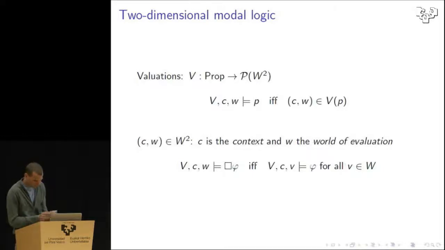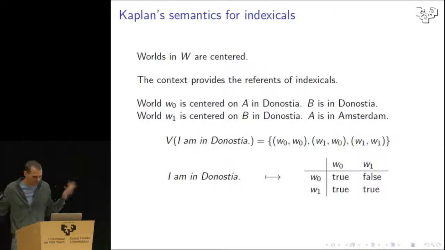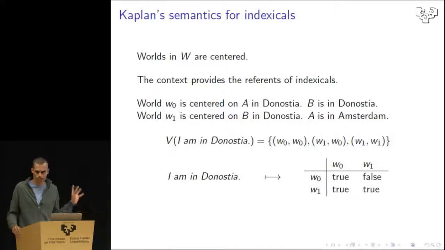Now the difference between the different versions of this two-dimensional semantics is a difference in what the purpose of this context world, the first component in these pairs, is. The first interpretation, the one that is the basis for all later interpretations, is the one by Kaplan, which is to use this two-dimensional framework as a formal semantics for indexical expressions.